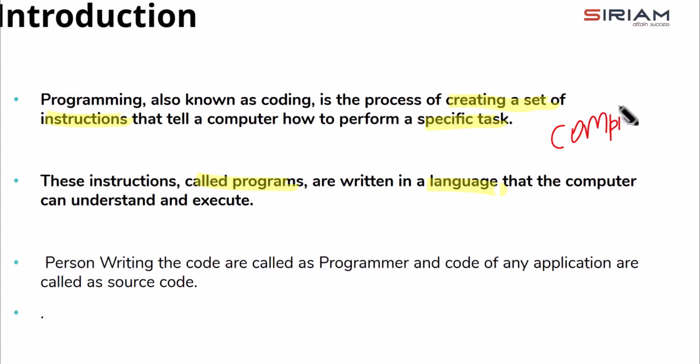If somebody asks you what is a compiler, what you have to say is, it's a special program which works as a translator, right? It translates the human readable code to the machine level language that the machine can understand. Then a person writing the code is called the programmer, and the code of any application is called the source code, right? The final code is called source code. Very easy.